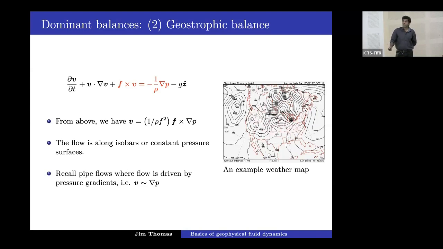Those of you who have seen fluid dynamics at smaller scales, think of pipe flows, for example. In a pipe, you need a pressure gradient to drive the flow. You use a pump or a motor to generate a pressure gradient, and the pressure gradient is what drives the flow forward in pipe flows. Whereas in the atmosphere and the ocean, it's really the opposite. The flow is not along the pressure gradient, but tangential and along isobars. So that's a feature of this dominant geostrophic balance that we persistently see in the atmosphere and the ocean.